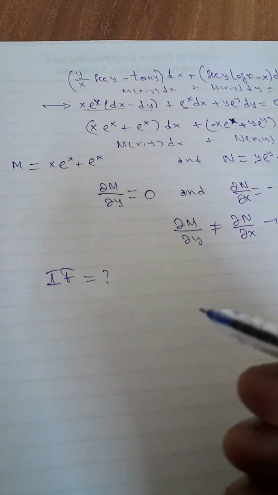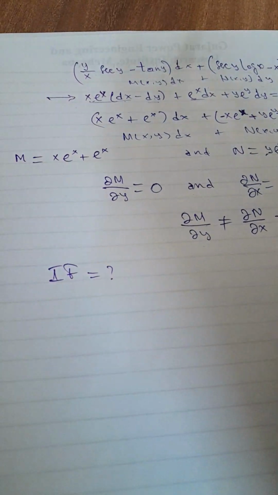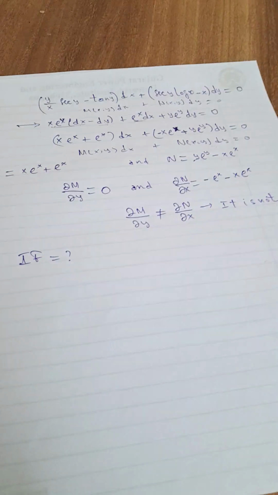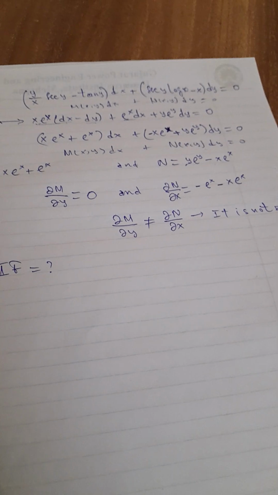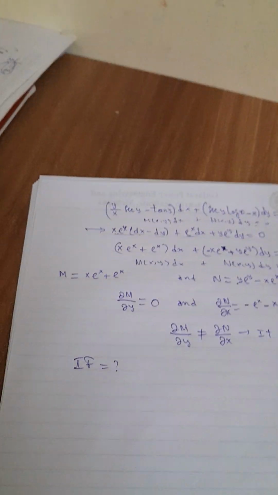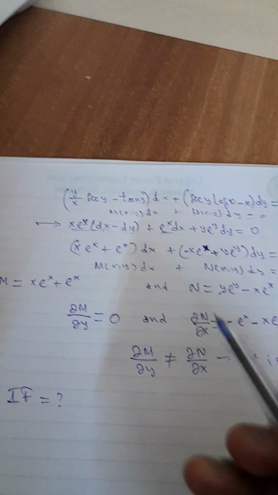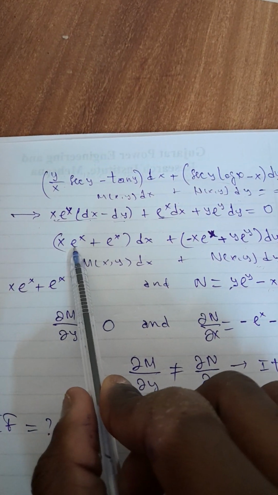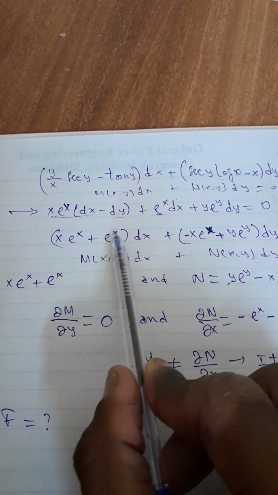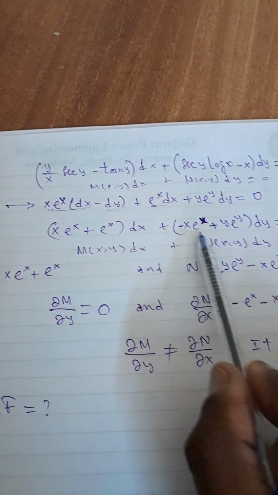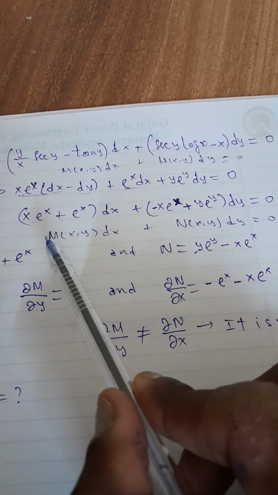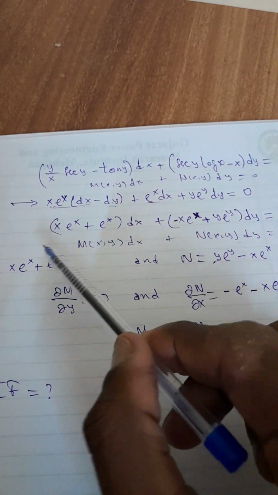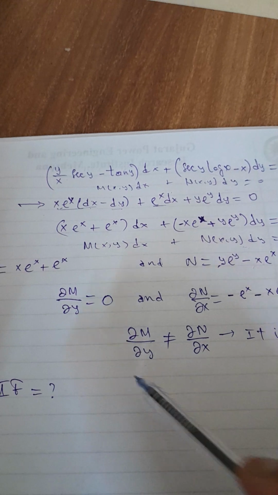And see, here in the fourth case, we have to check first if this equation is not satisfying any of these 3 cases that we have solved. So x e^x and e^x, is this a homogeneous function? No, surely it cannot be a homogeneous function, because they do not have the same degree, and it's impossible to reduce them to the same degree.